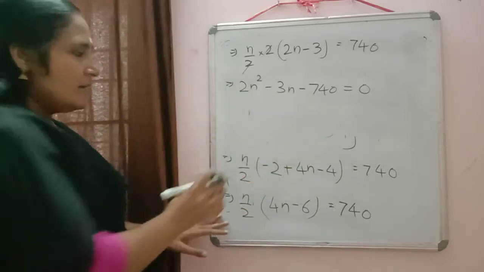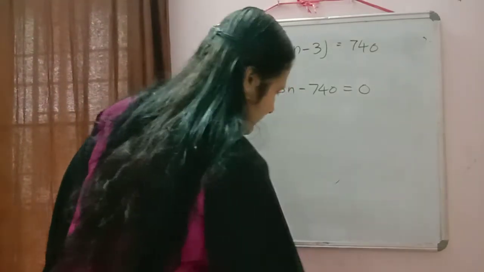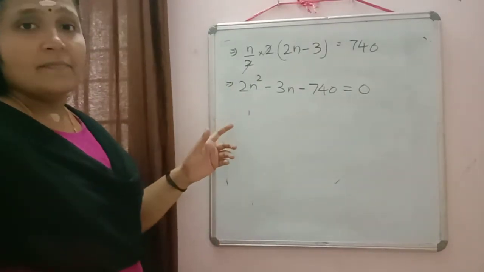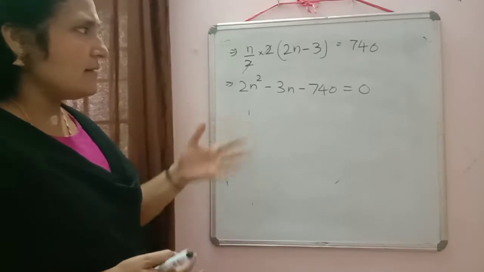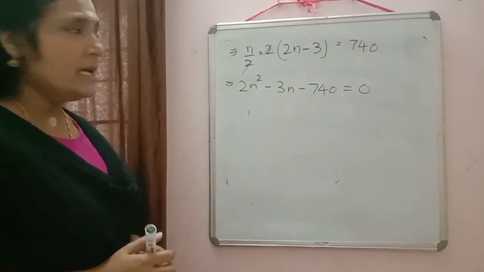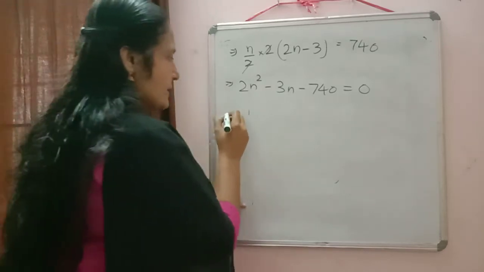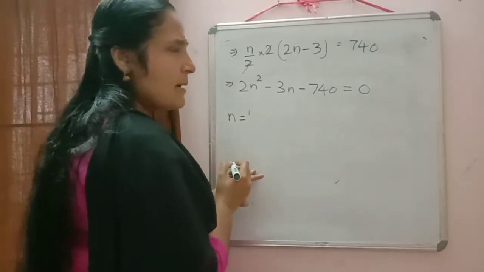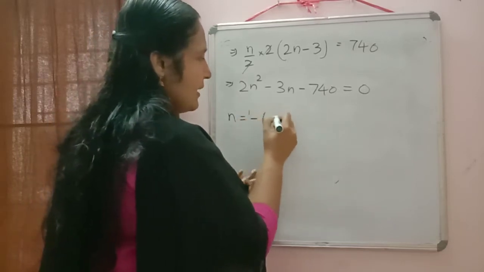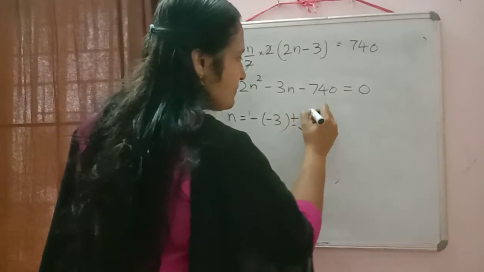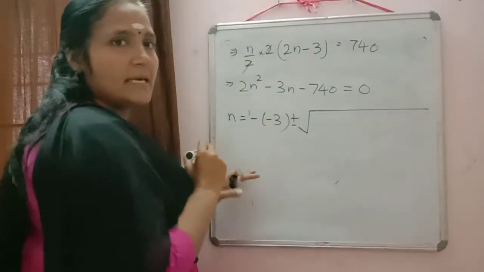And now either you can solve the quadratic equation by factorization method or by quadratic formula. I think so many big numbers are there, so using quadratic formula will be easy. So I am writing now n is equal to, we are finding here n. What was the formula? Minus b. Yes, so minus of minus 3 plus or minus square root of b square.